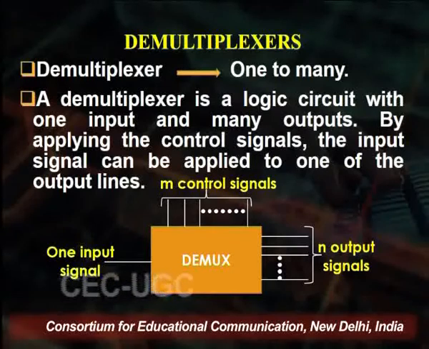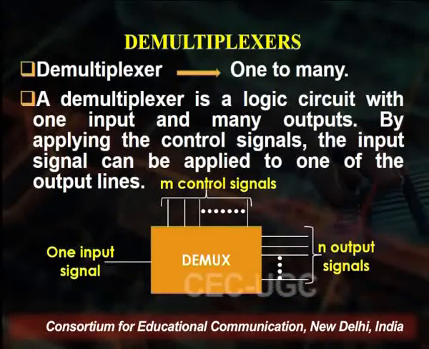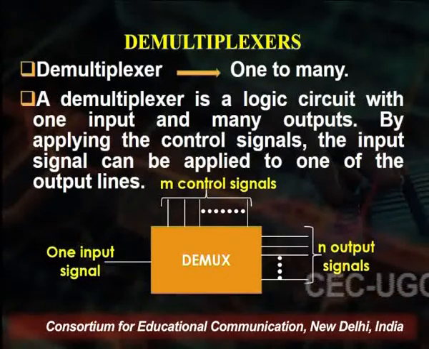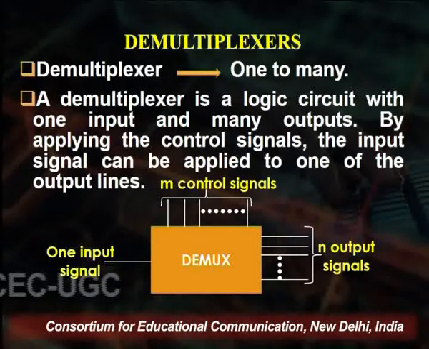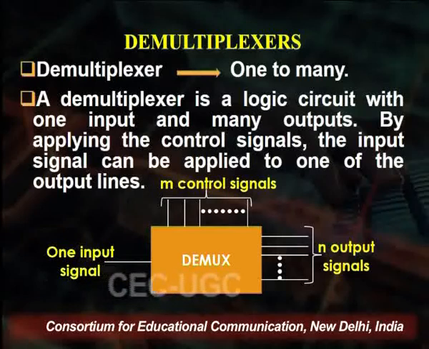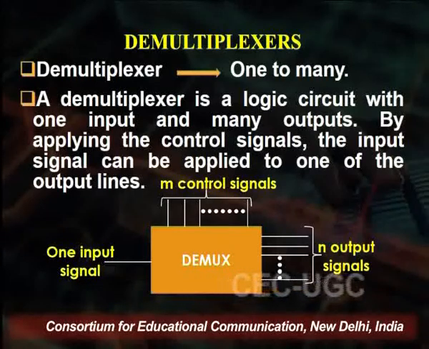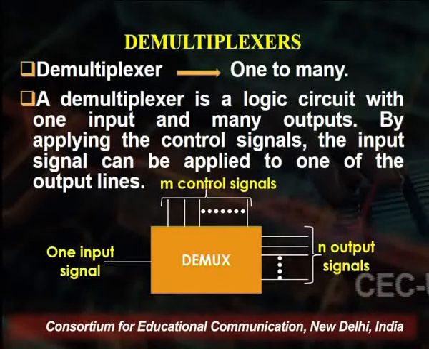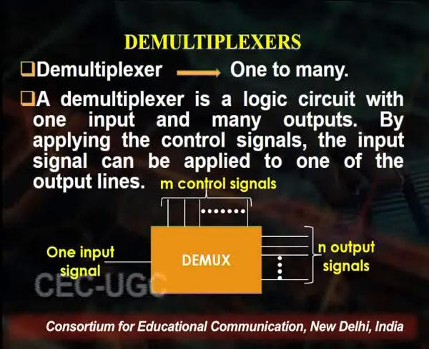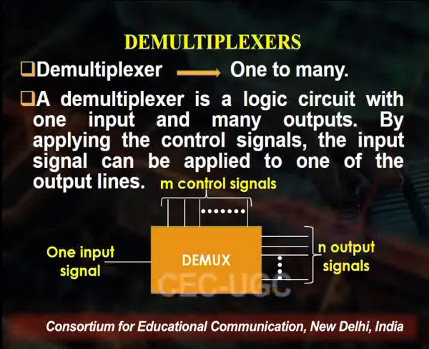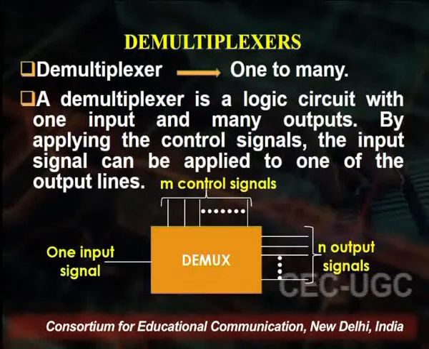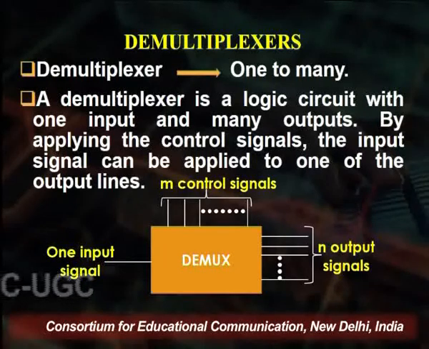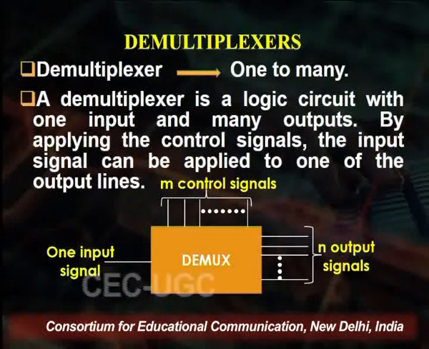And this demultiplexer allows us to transmit one particular input signal into many memory locations that we choose, again with the help of selection lines. So basically, it is the complement of multiplexers. Demultiplexers and multiplexers are used in tandem to ensure that data integrity from one point to another is maintained.